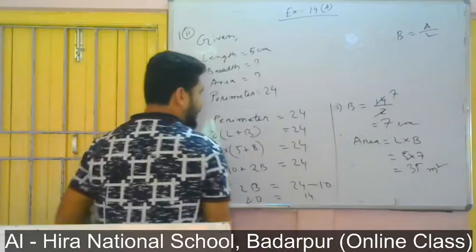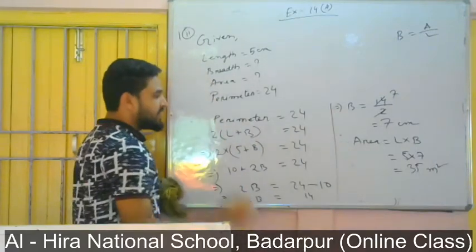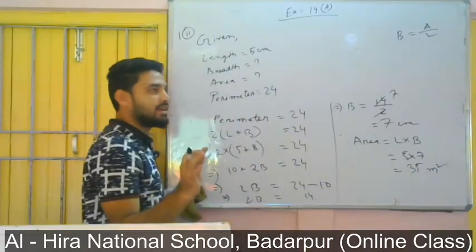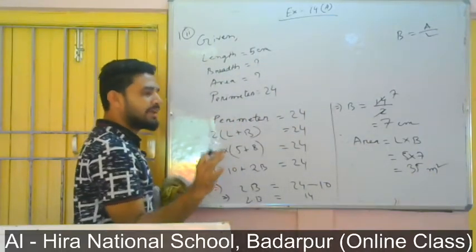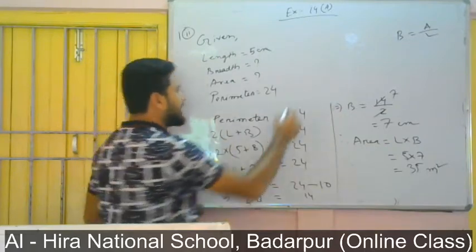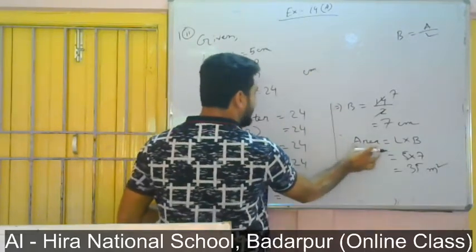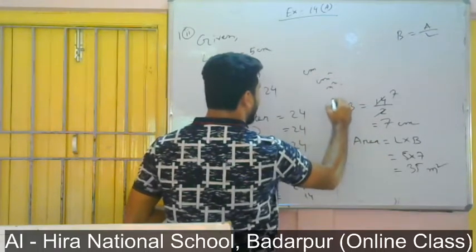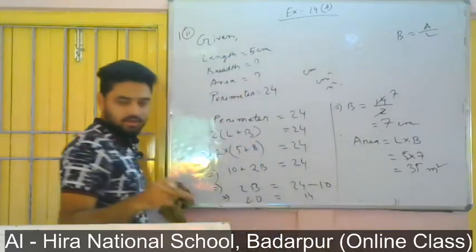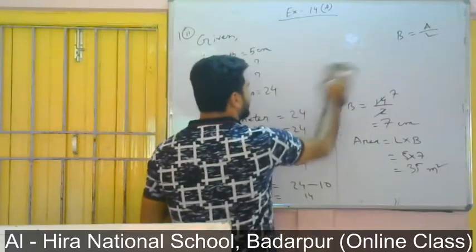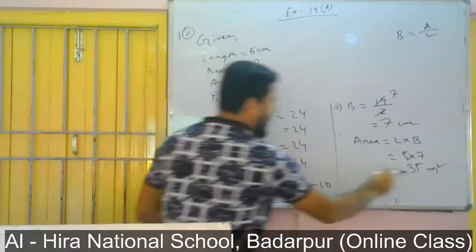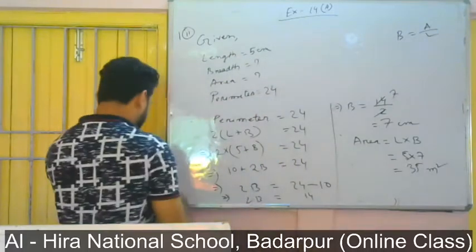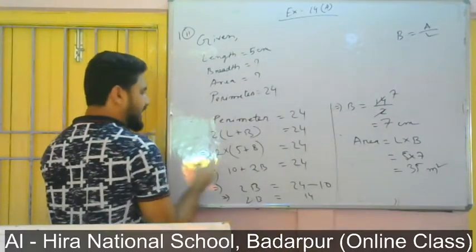One thing you must always remember: when you write the unit of area, you always write the square unit. Whatever the unit is, you write the square of that. If it is centimeter, you write centimeter square. If meter, then meter square. If kilometer, then kilometer square. So after writing 35, you write meter square, or square meter, anything.